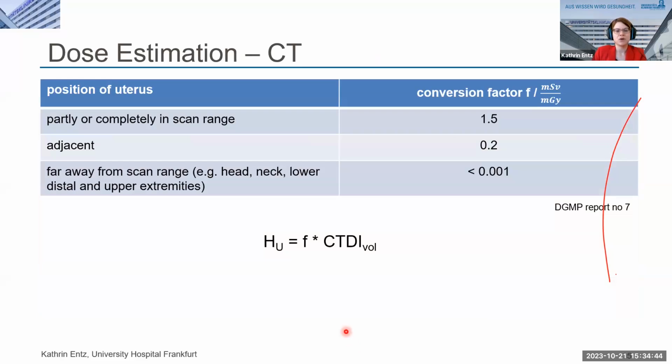For the CT scan, it's also not very difficult to estimate the dose. You would do it according to this formula. That means that you have the CTDI value, a value that you can simply get from your CT scanner, and you would use a conversion factor and multiply them. And it's actually quite easy because you only have 3 conversion factors depending on whether the uterus is in the scan range or not. If it's completely in the scan range or partly in the scan range, you have the high conversion factor. If it's adjacent, then you have a much lower conversion factor. And if it's far away from the scan range, you have a very low conversion factor. So you can see that it's quite simple to estimate the dose.